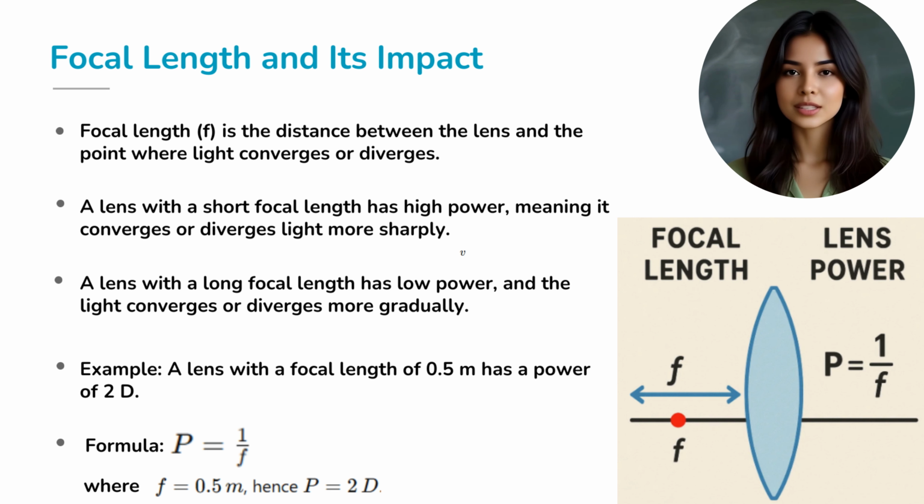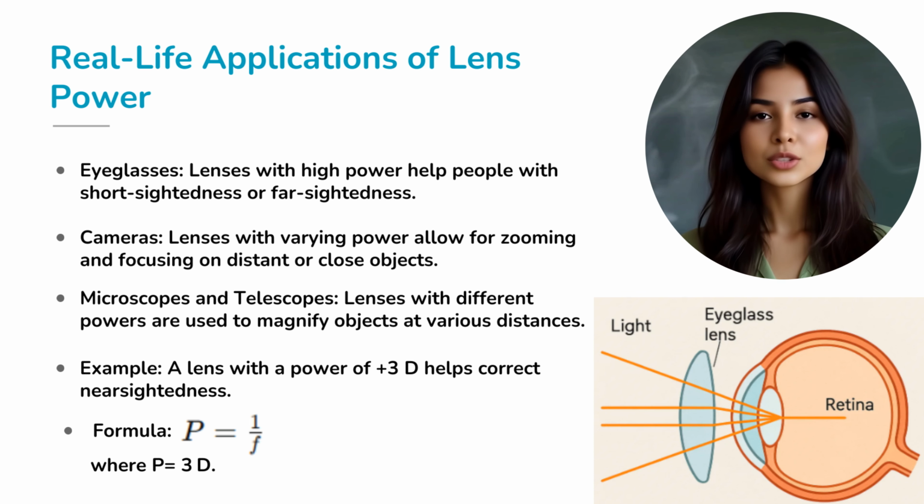Pretty cool, right? Now, let's dive into the real-life applications of lens power and see how physics helps us in so many practical ways. First up, eyeglasses. For people with vision problems like short-sightedness, myopia, or farsightedness, hypermetropia, lenses with high power are used to correct their vision. For example, a person who has difficulty seeing distant objects clearly may need a positive lens to bring things into focus.